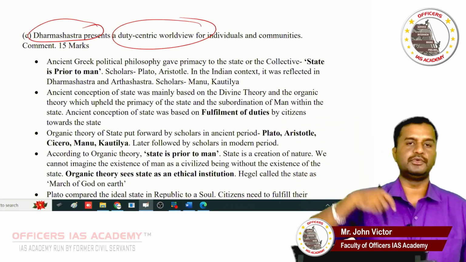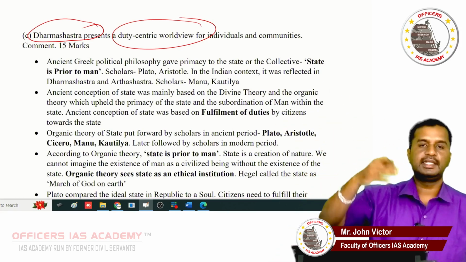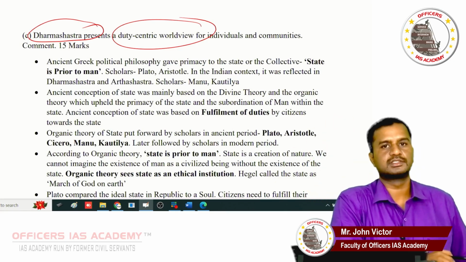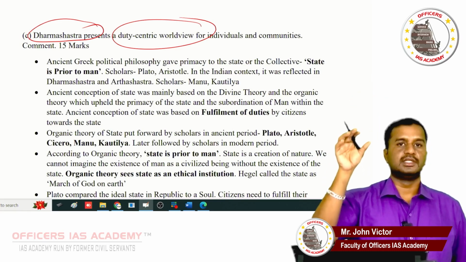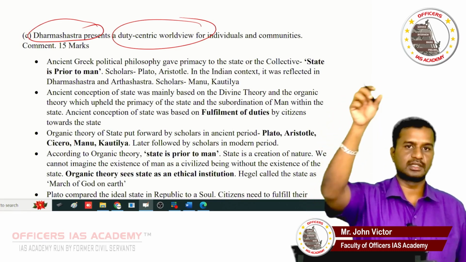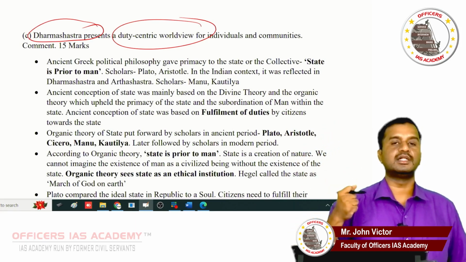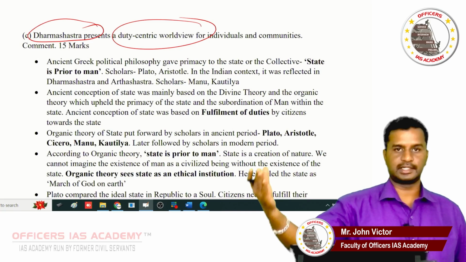The ancient philosophy is mainly based on duties. Ancient Greek philosophy was based on duties. Important scholars: Aristotle and Plato. Indian ancient philosophy was based on duties. Important scholars: Manu and Kautilya. In the ancient past, the state was prior to man. This was the maxim. In the modern period, man is prior to state. It was man who organized the state.